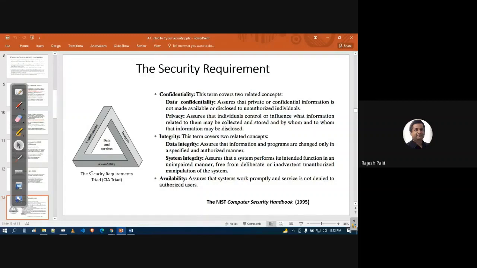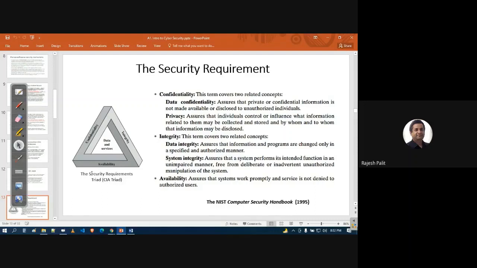Same thing, system integrity assures that a system performs its intended function in an unimpaired manner. For example, you have added two courses, but somehow it is showing, say, 50,000 taka. Let me tell you one story. Sometimes there are hackers who make very small micro transactions on your credit card, say $1 or 50 cents or 25 cents, something like that.